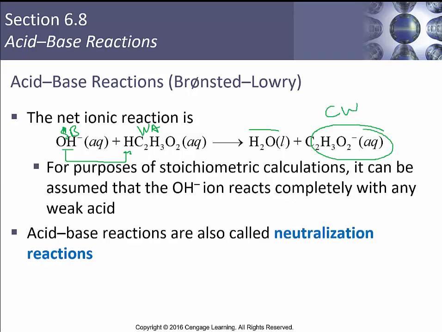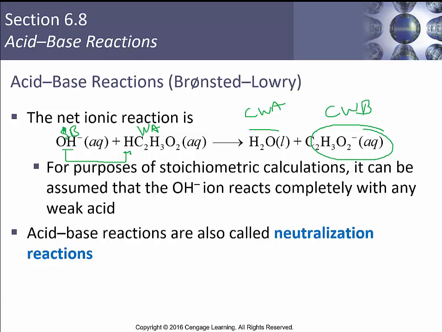Now, water is neat stuff because it's what we call amphoteric. Amphoteric means that it can be either an acid or a base. Water can give up a proton and form hydroxide, or water can pick up a proton and form hydronium and be an acid. So water can swing both ways. For purposes of stoichiometric calculations, it can be assumed that the OH- ions react completely with any of the weak acid, and our acid-base reactions are called neutralization reactions because they are driving towards a neutral pH of 7.